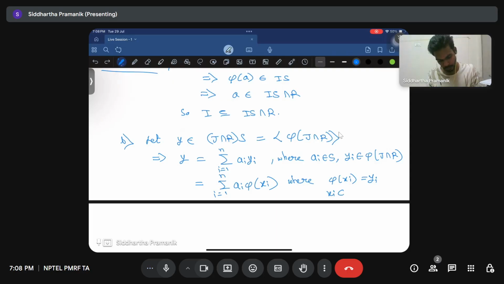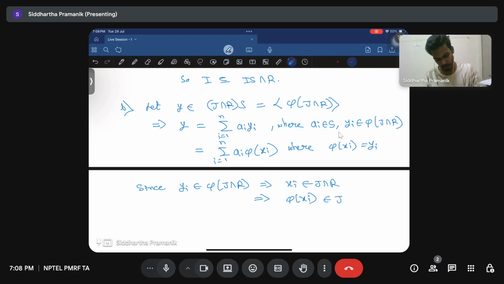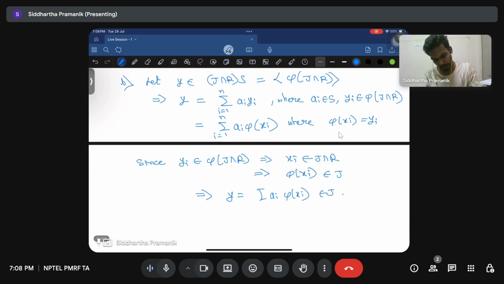Okay, so let me write it here. Since y_i belongs to phi of J intersection R, this will imply x_i belongs to J intersection R. So this will imply phi of x_i is in J. So if these elements are in J, their linear combination is also in J. So this will imply y equals the summation of a_i phi of x_i is in J. So we have taken y from this ideal and y belongs to J. So the extension of J intersection R to S is a subset of J. So part B is also clear.